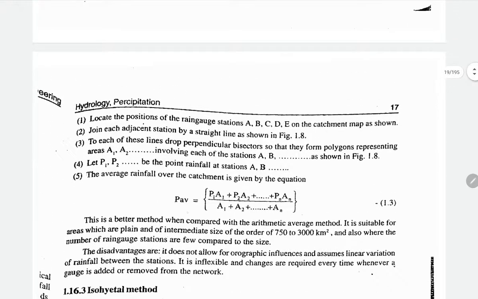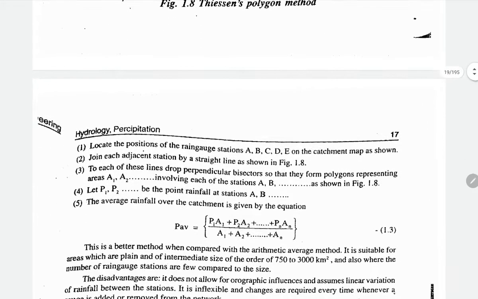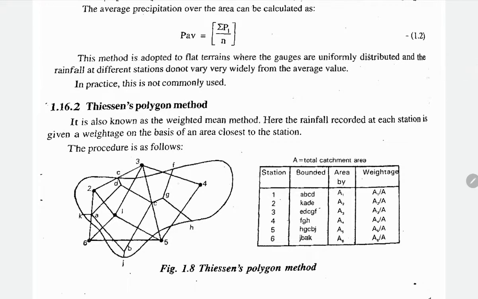The average rainfall is calculated as P1 A1, that is the reading at the first station times the area covered by the first station, plus the reading at the second station times the area covered by the second station, and so on up to the reading at the nth station times the area of the nth station, divided by the total area, A1 plus A2 and so on. Simple: the average is calculated by the reading multiplied by the area. You may not have the same area in all the polygons.